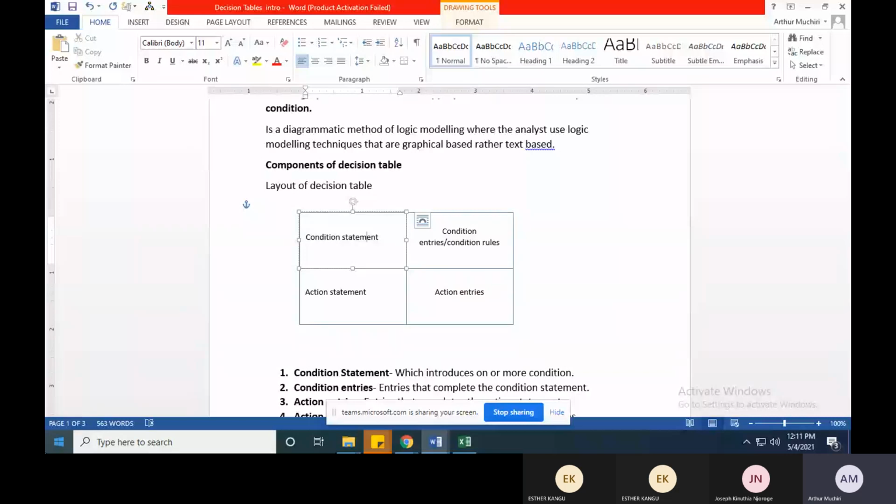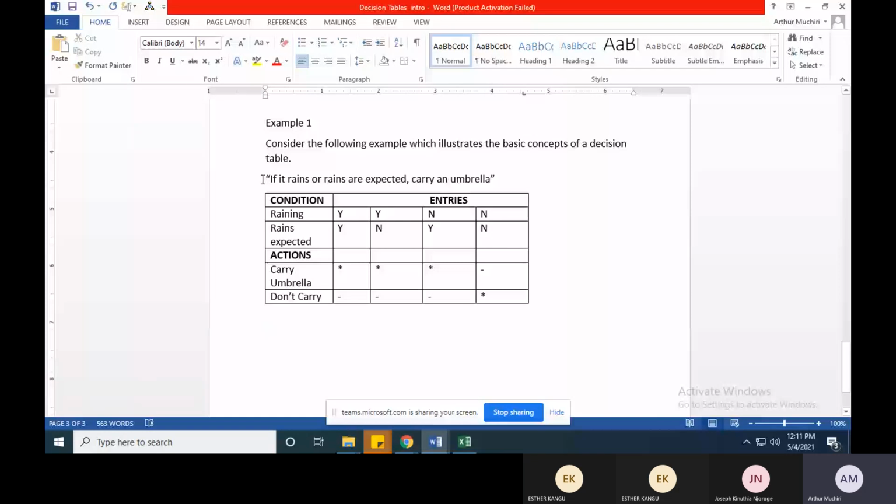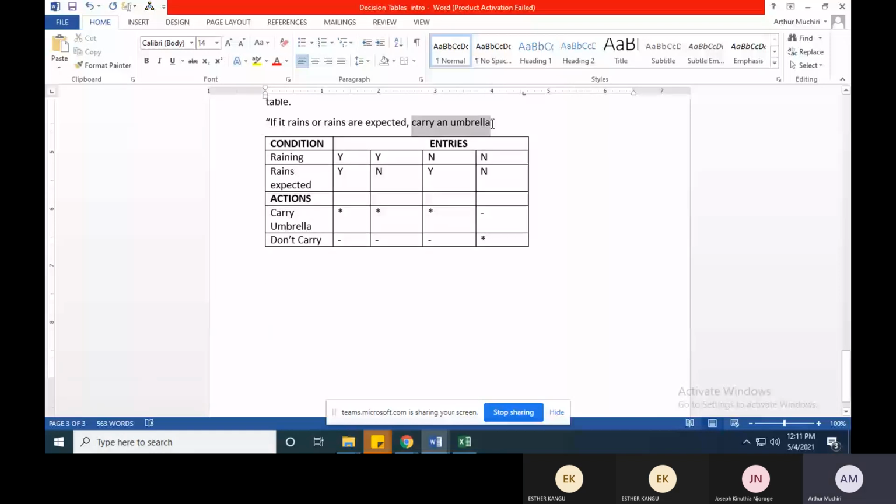In the previous example, we said consider the following example which illustrates the basic concept of a decision table. If it rains, or rain is expected, carry an umbrella. So what is this now? If it rains, or rain is expected, those are the conditions. So if you have 2 conditions, what are the actions expected? The first action is carry an umbrella.